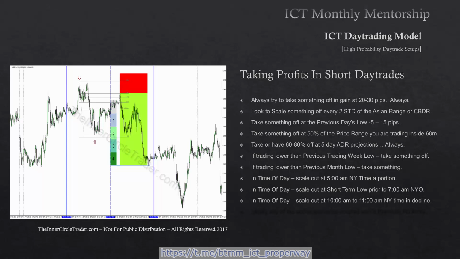In time of day, scale out at 10 a.m. to 11 a.m. New York time while price is still declining. Ideally, any of the above scenarios coupled with a premium PD array.